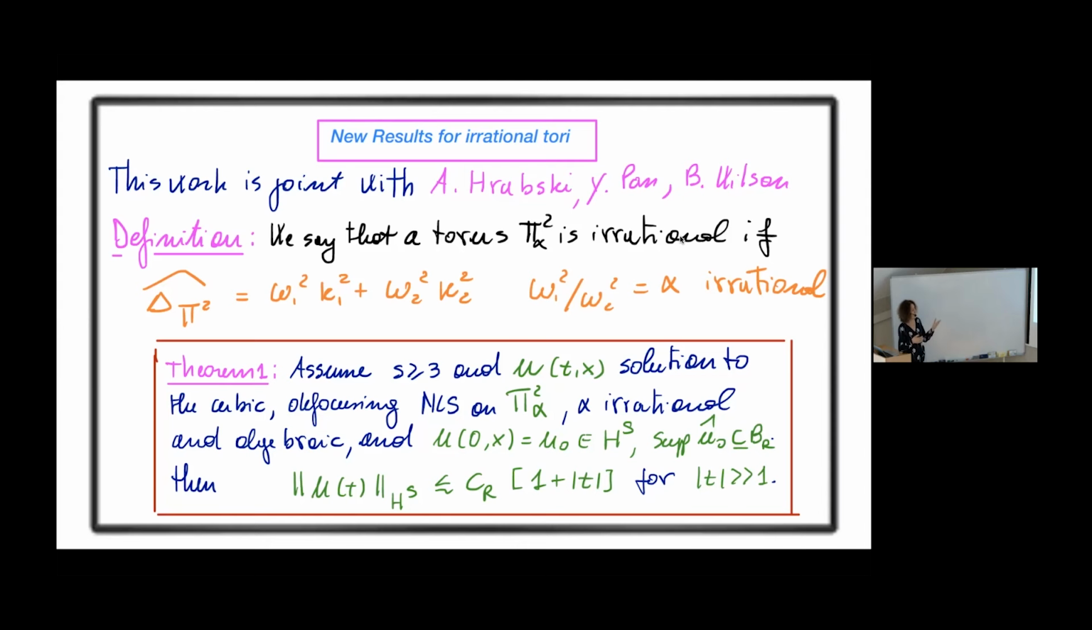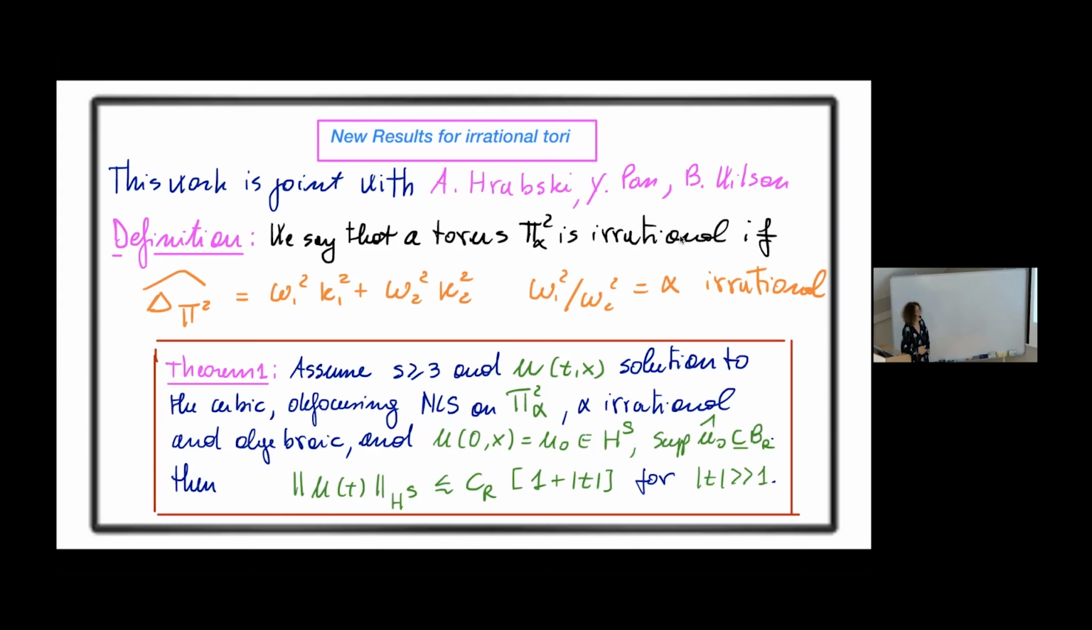Okay, but from the point of view of mathematics, which is what I really like, I love to talk about this kind of stuff because it's pretty subtle. So this is a work with Rapsky and Yulin Pan, and Jelan mentioned him.